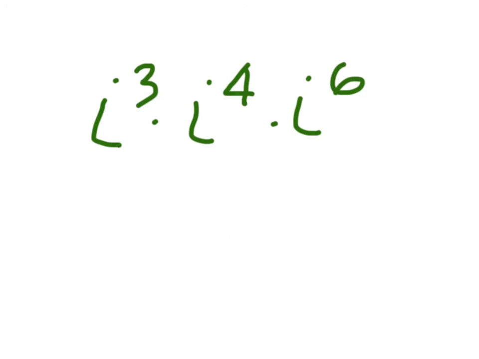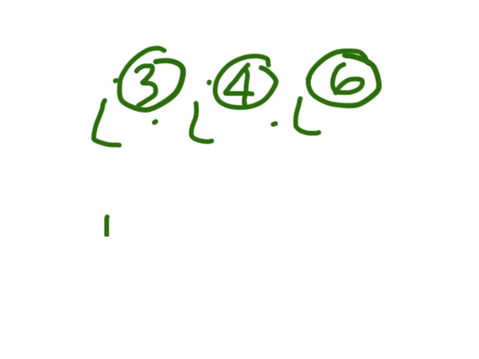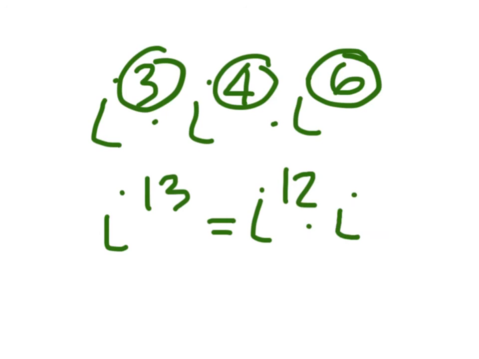This is a bonus problem. We'll have 6, 10, 13. So we'll have i to the 13th. Remember that since i to the 4th is 1, so is i to the 8th and i to the 12th. I would have to multiply by an i to get i to the 13th there. So that would be 1 times i, which is just i.